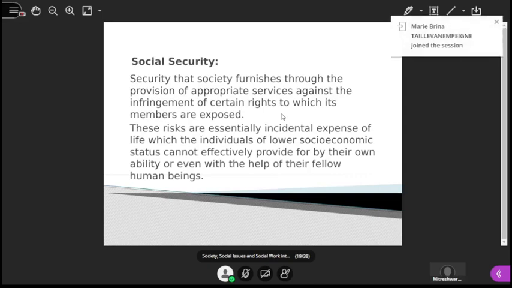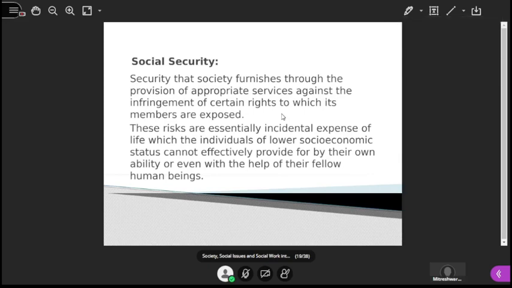Now we have also social security. Security that society furnishes through the provision of appropriate services against the infringement of certain rights to which its members are exposed. These risks are essentially incidental expenses of life which individuals of lower socioeconomic status cannot effectively provide for by their own ability or even with the help of their fellow human beings.